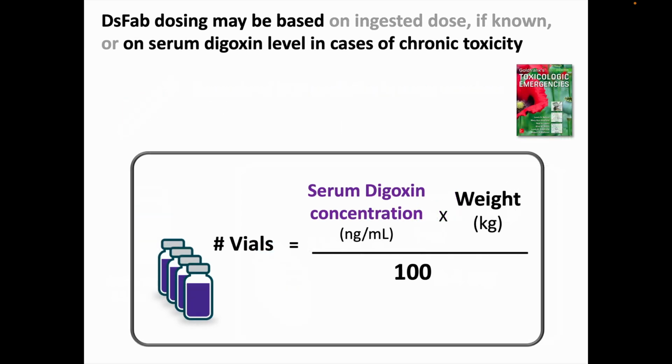When there is chronic digoxin toxicity, in the absence of an acute overdose, we are more confident that the serum level is near equilibrium and helps to predict the total body burden. So we can take the patient's serum digoxin level in nanograms per milliliter, multiply that by the patient's weight in kilograms, and divide that by 100 to give us the number of vials of DigiFab to administer.